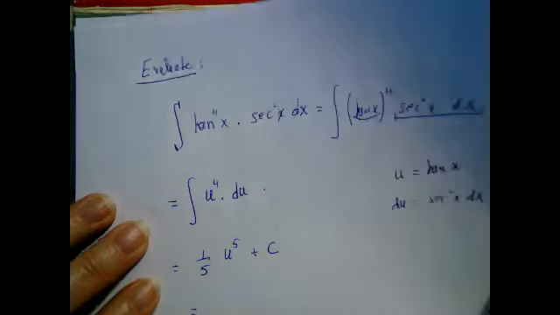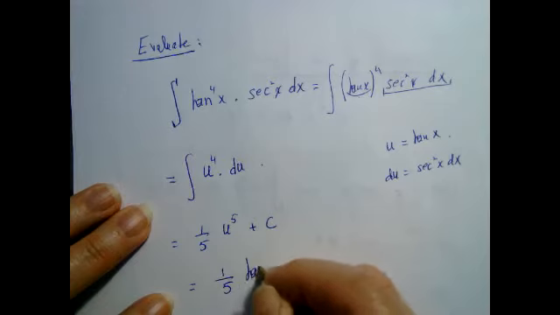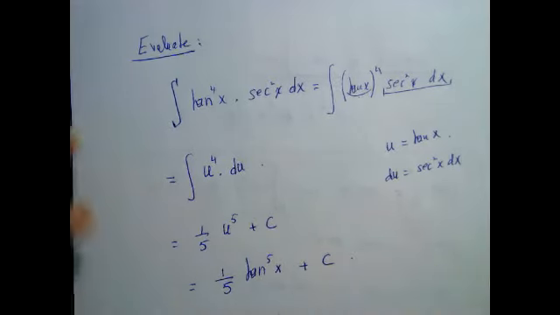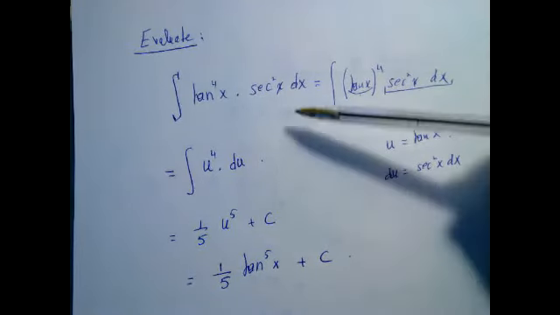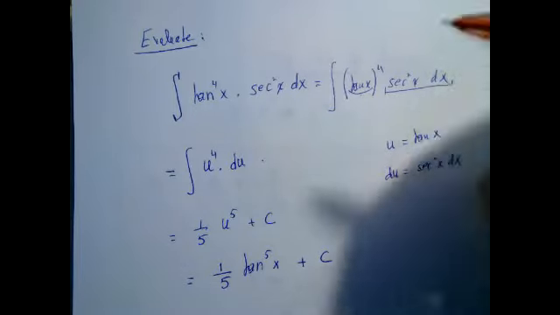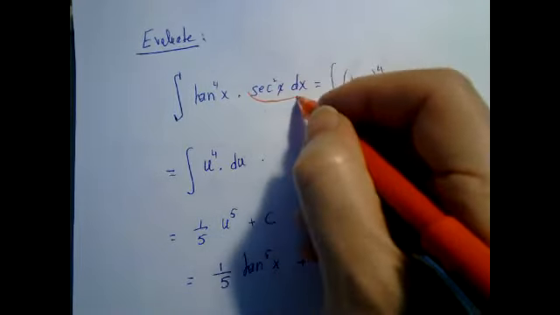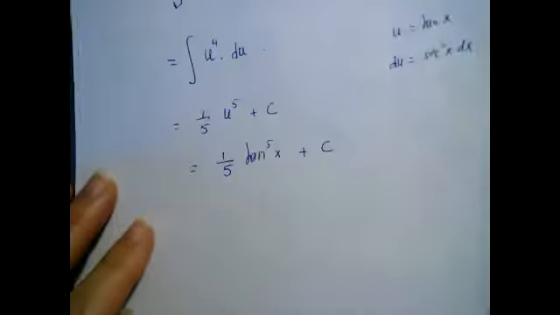It means 1 over 5 tangent x to the power 5 plus c, end of the problem. Of course, differentiate this, you're definitely going to get that. Having the secant square is actually what's helping us put u to be tangent, because that's the derivative of tangent. I'm going to play on this a little bit.